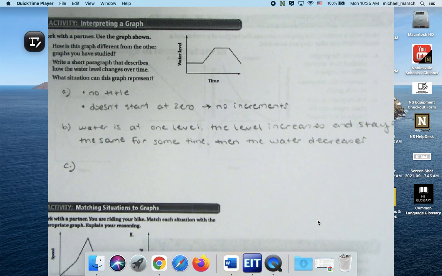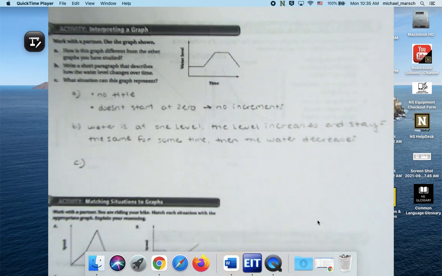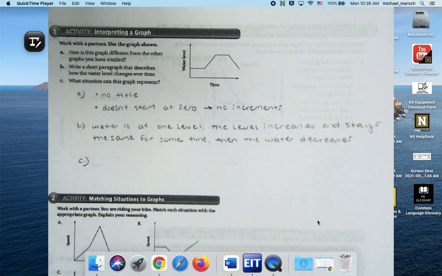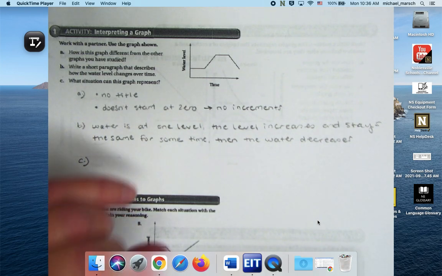So let's figure out what it could be. What could this graph represent? So think about a situation where the water's at 1 level, then it increases and stays at a certain level, and then it decreases. Like, when would that happen in life? I have a very vivid idea in my head, but I don't know, you might have something different. So anything you can think of where the water would be at a level, increase, and then decrease. Yes. Well, it starts here, and then there's a tsunami, and then it all goes back.